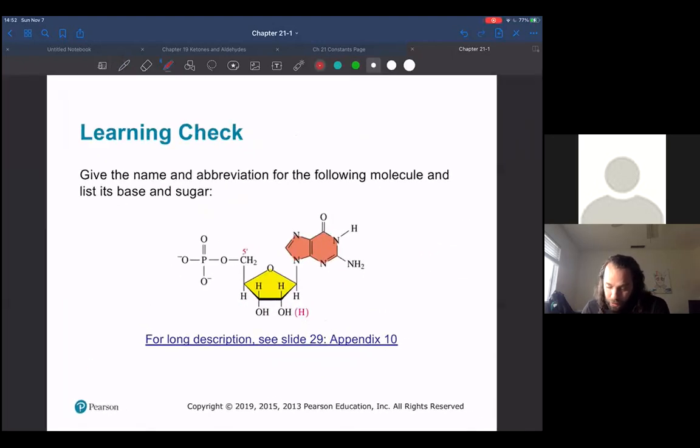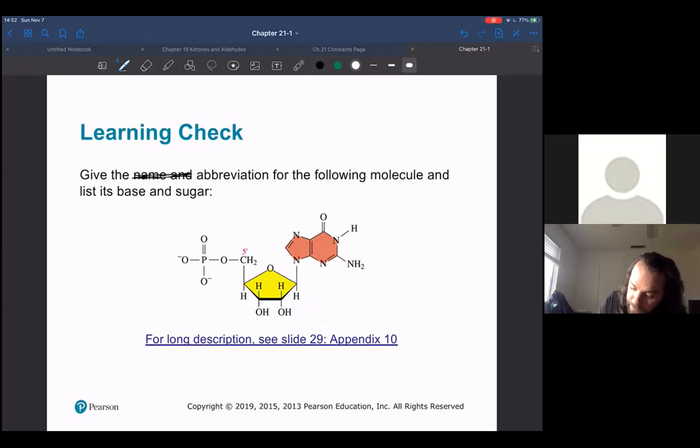Okay, so give the name and abbreviation. I'm not going to care if you can name it. I just care that you can find the abbreviation for this structure here. We'll do first the RNA version, where it has that oxygen on carbon 2. So what are we going to do? We're going to look up the base identity.